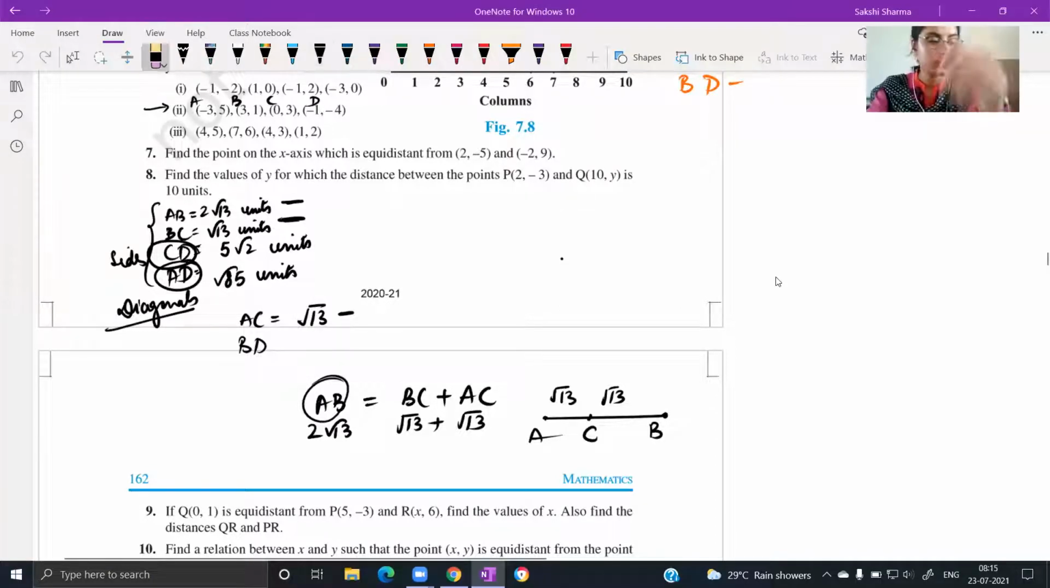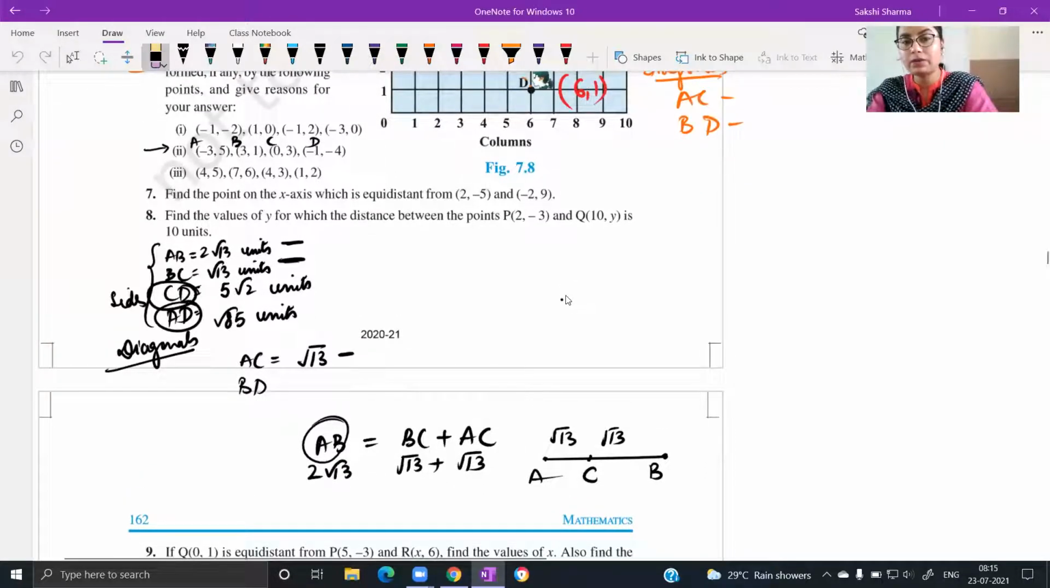Okay. Question 6, second part. We had these points, and when we tried to find out the length of the sides, AB, BC, CD, and AD, we were not able to identify what type of quadrilateral is formed. And in order to sort out that issue, you find out the diagonals. So one of the diagonals comes out to be root 13 units.